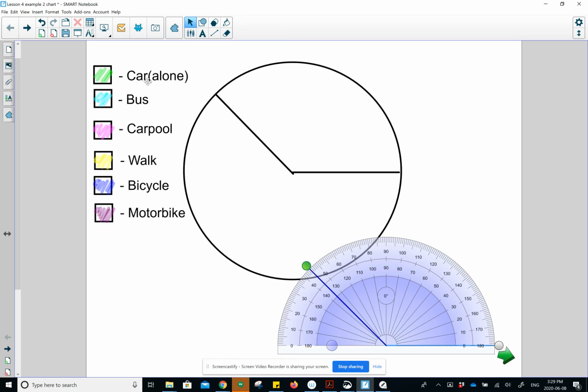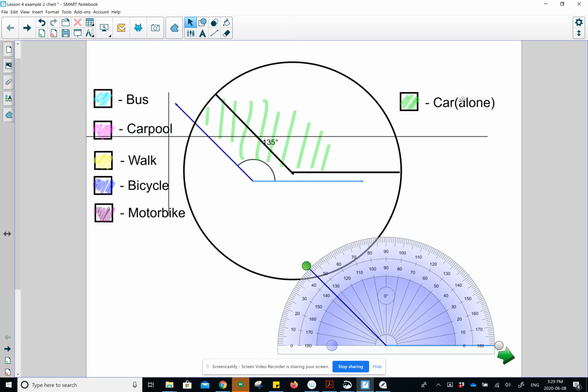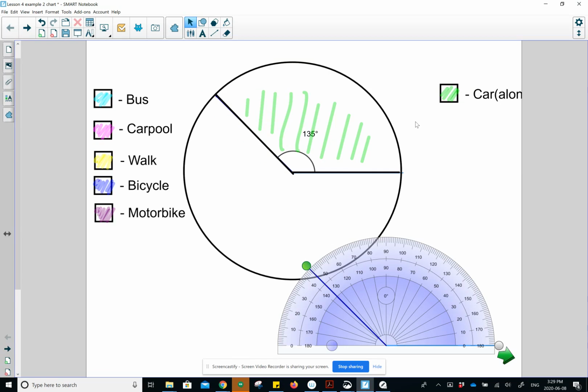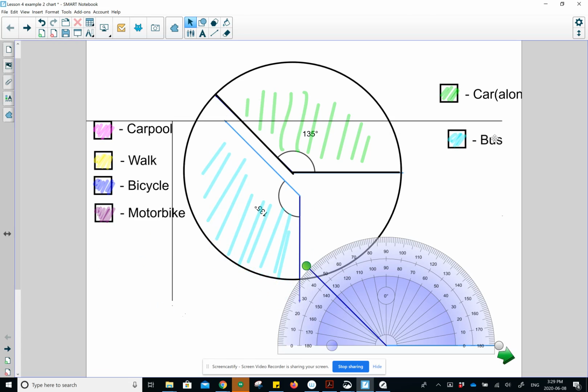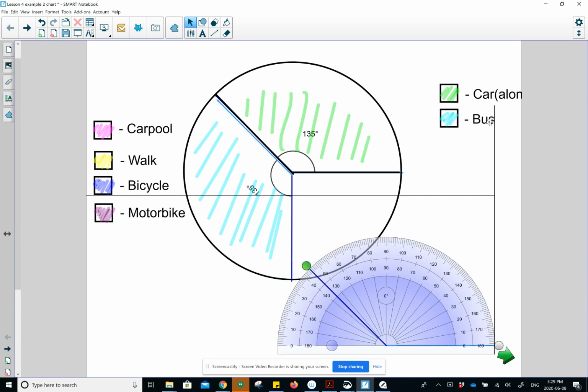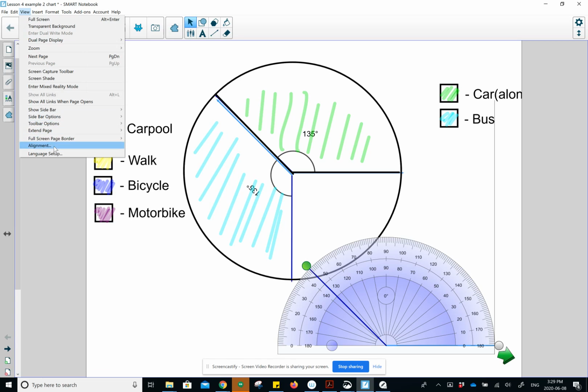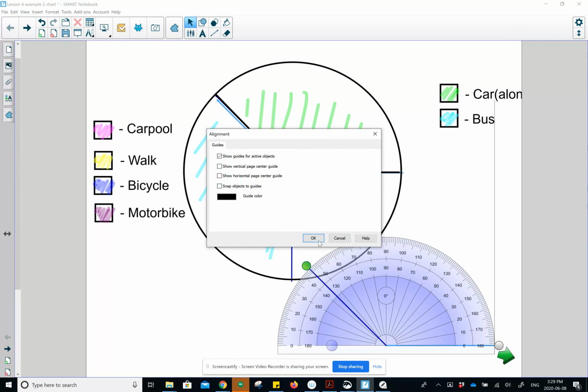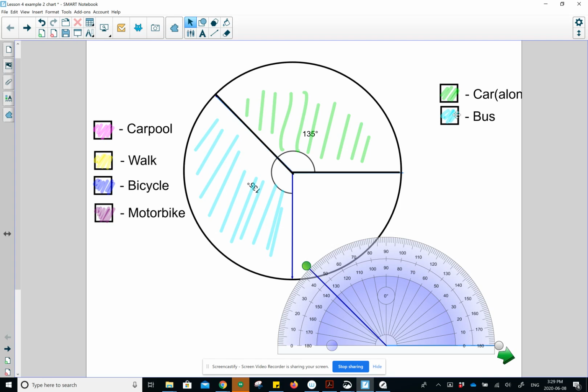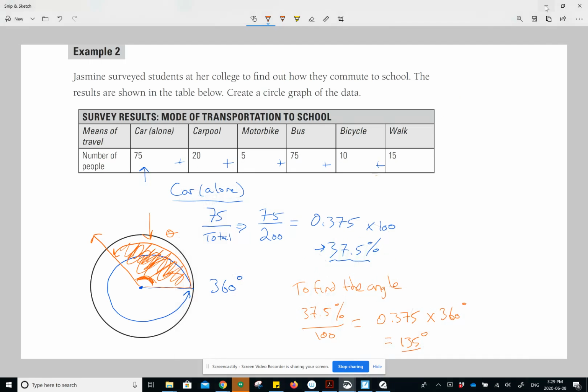I'll do the calculation for you, but what I've actually done is I've gone ahead and just found 135 degrees as a section. So that's for the car alone. The next biggest one, it's not in the order that it goes in the question, is the bus itself. And so that was also 135 degrees because it was 75 people. So I'll go back actually to the example and show you, but the bus should also be 135 degrees, okay?